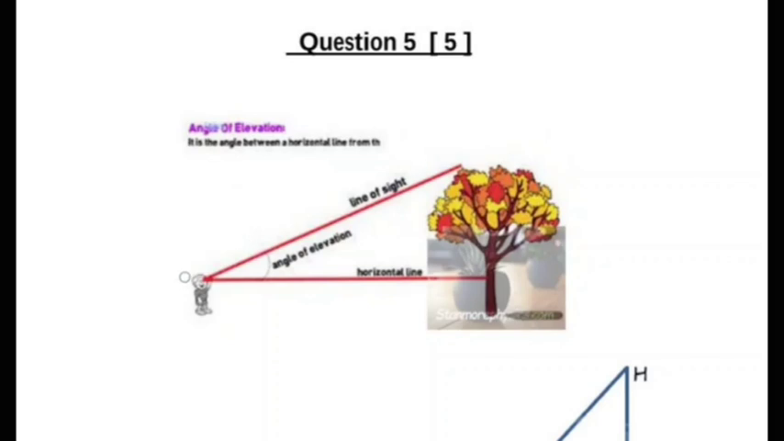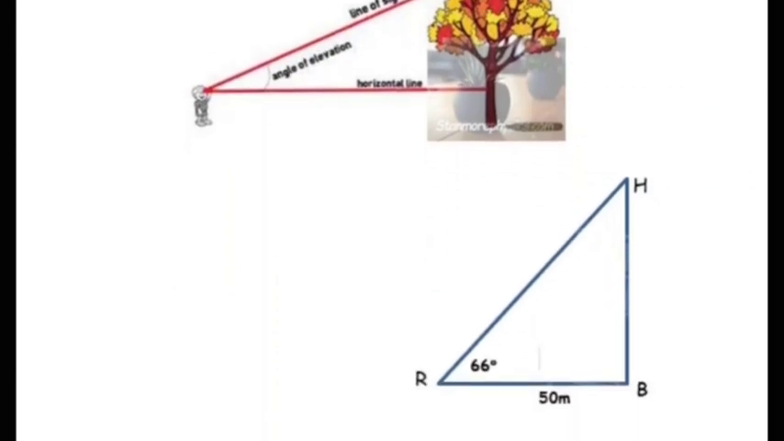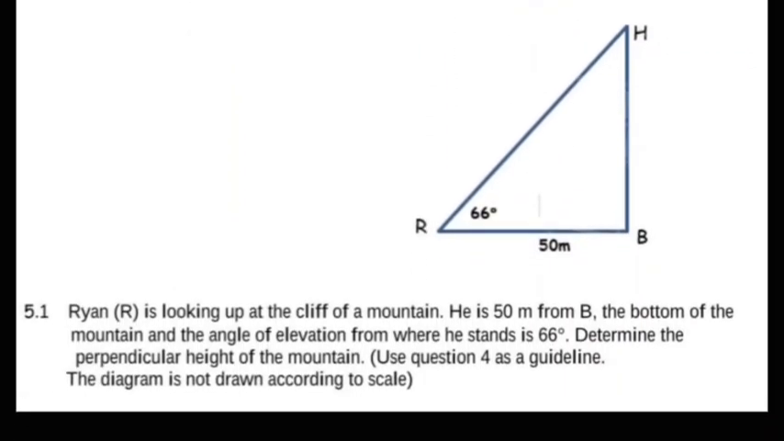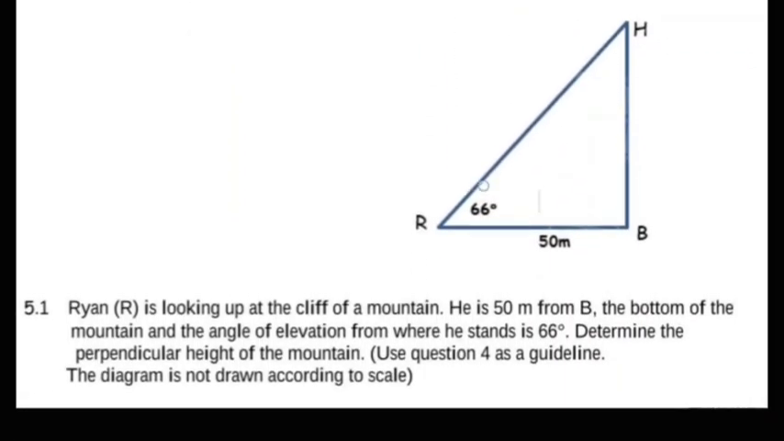So what they've done is they've taken these lines together with the angle and they've drawn a right angle triangle for you, where we can see that the angle is 66 degrees. The horizontal line is 50 meters. And so we definitely know that this is where the 90 degrees lies. So the hypotenuse is opposite that. The hypotenuse would be RH.